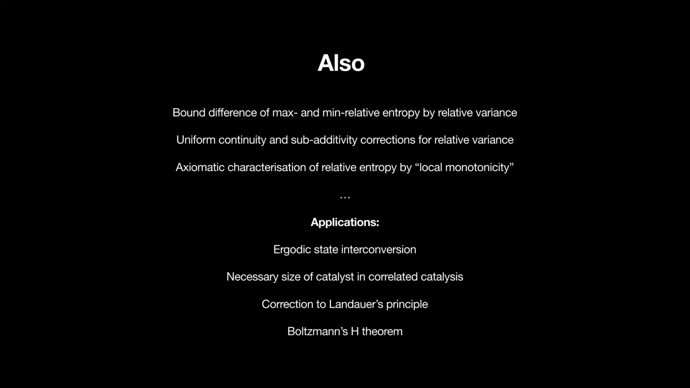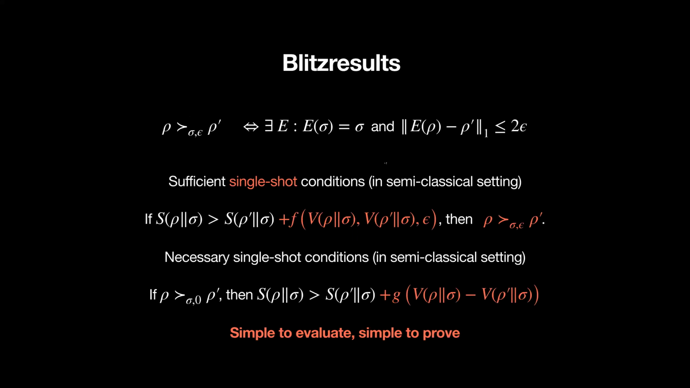Okay, thank you. A quick question. When you say semi-classical setting, what is that? Could you clarify that? Yeah, I mean that both the initial and the final state commute with sigma. They don't need to commute with one another, but I want each of them to commute with sigma. Okay, thanks.